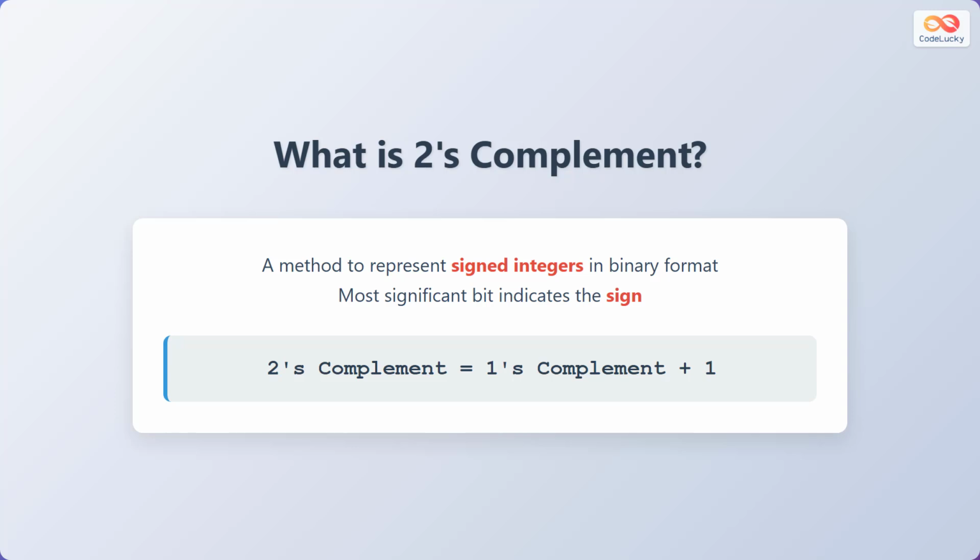The 2's complement of a binary number is calculated by first finding the 1's complement, which involves inverting all the bits, changing 1's to 0's and 0's to 1's, and then adding 1 to the result. Therefore, 2's complement equals 1's complement plus 1.